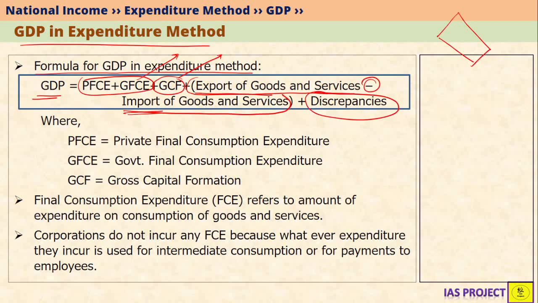We will see why those certain differences arise shortly, but differences will come. To account for such differences, we add an entity called discrepancies in GDP in expenditure method. In some books, this formula, that is GDP in expenditure method, is given by a formula like this. GDP is nothing but C plus I plus G plus X minus M.